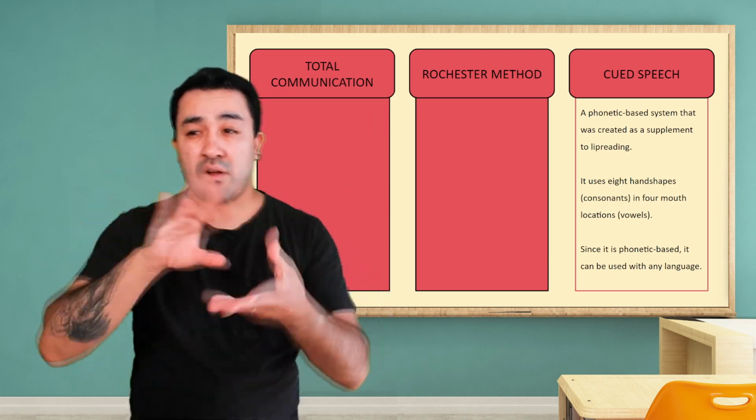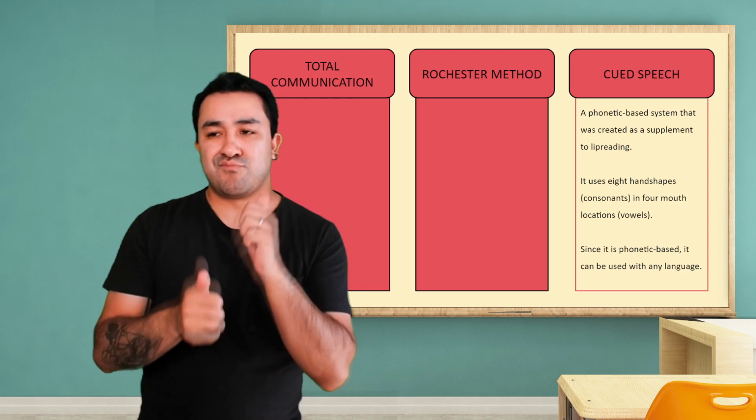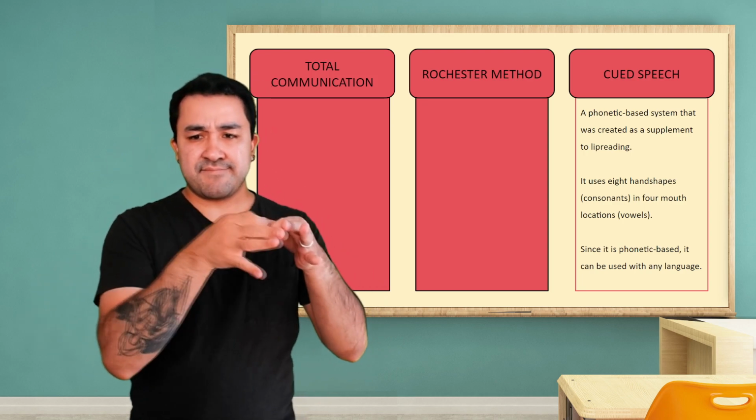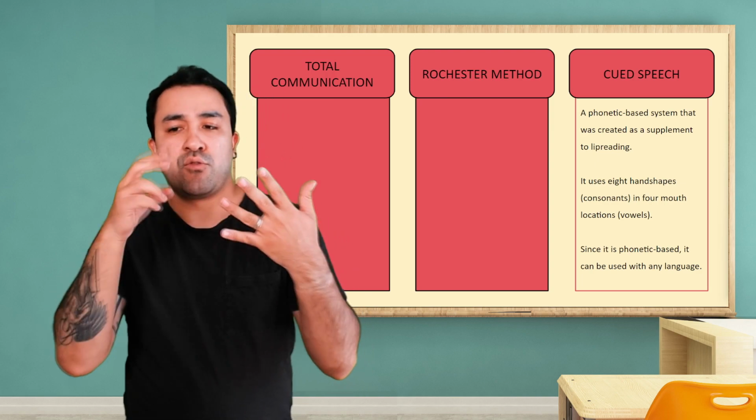There are additional methods of communication deaf learners may use in education, but these are the primary 7: sign language, C, SIMCOM, oralism, total communication, Rochester method, and cued speech.